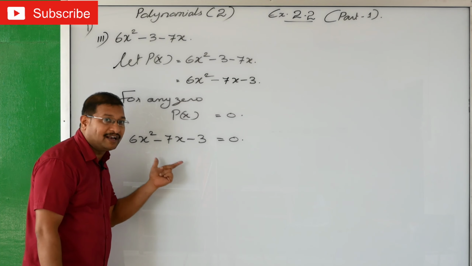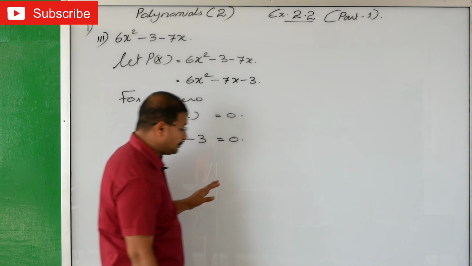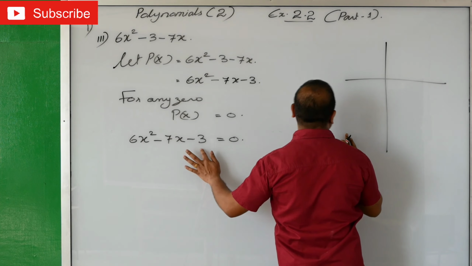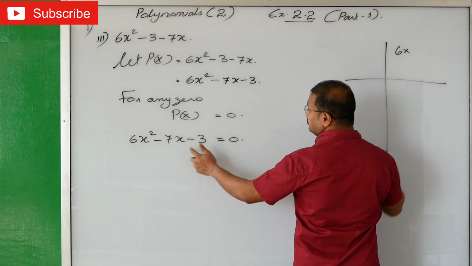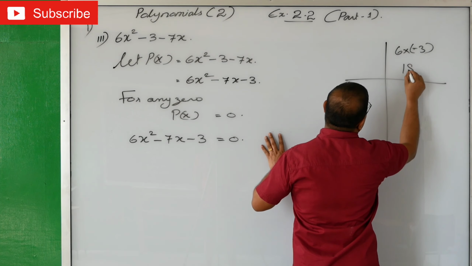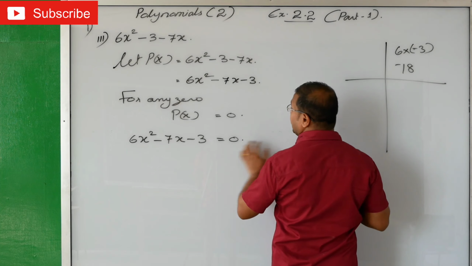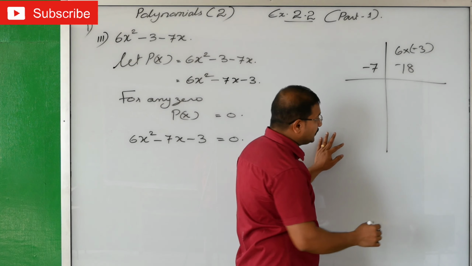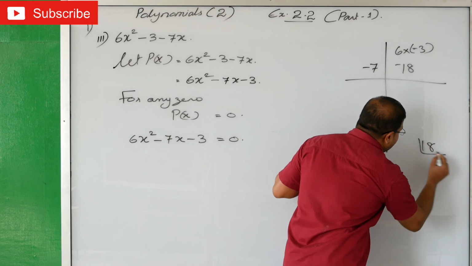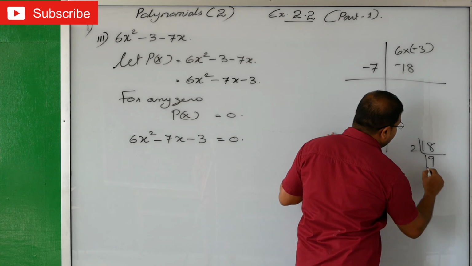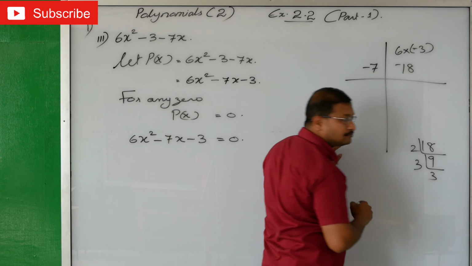Now we will break the middle term. Ready? First we'll make the cross. After that, 6 into minus 3. So 6 3s are 18, so minus 18. And the middle term is minus 7. Ready? After that we'll factorize 18. 2 9s are 18, and after that 3 3s are 9.